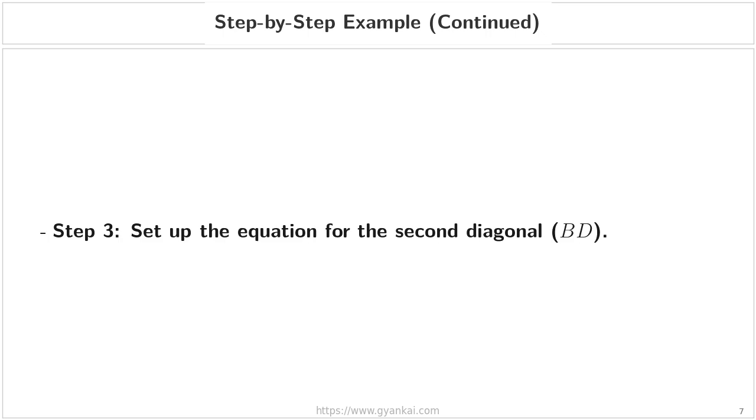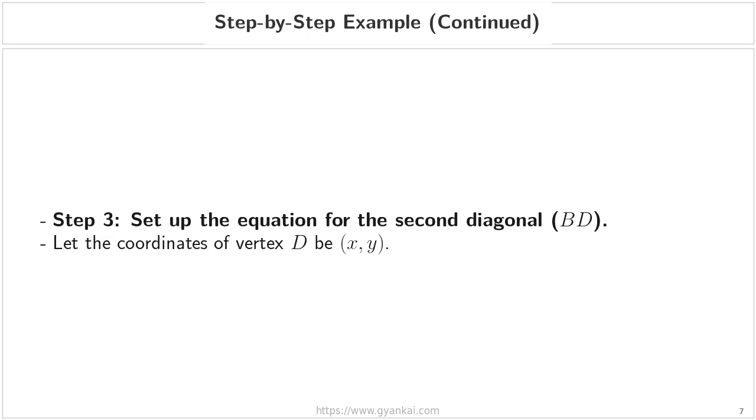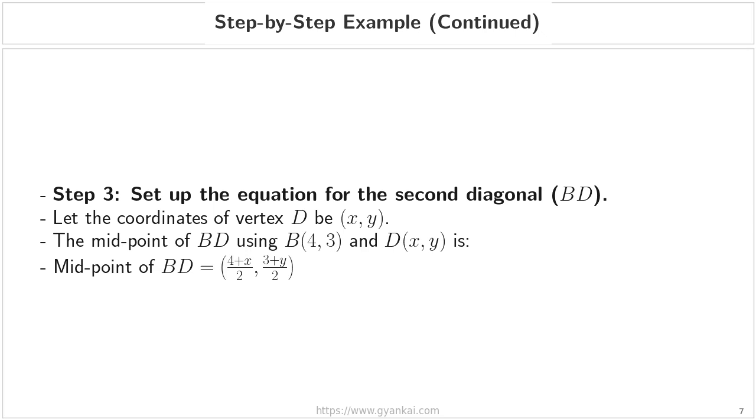Step-by-step example continued. Now that we have successfully found the midpoint of our first diagonal, AC, we move on to step 3. In this step, we need to set up an equation for our second diagonal, which is BD. Since we don't know the location of the 4th vertex yet, let's assign it some placeholder coordinates. We will let the coordinates of vertex D be (x, y). Now, remember our fundamental rule from earlier. The midpoint of diagonal BD must be exactly the same as the midpoint we just calculated for AC.